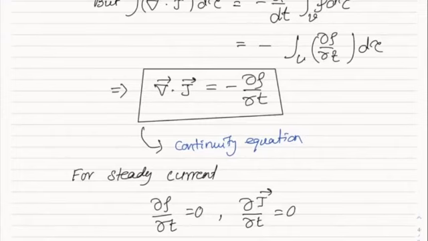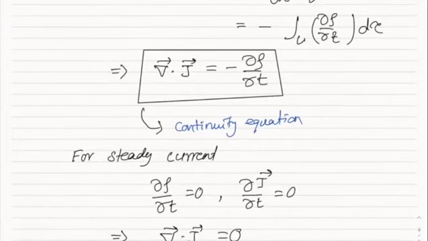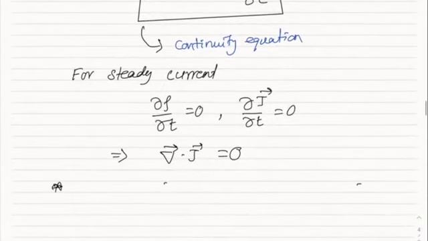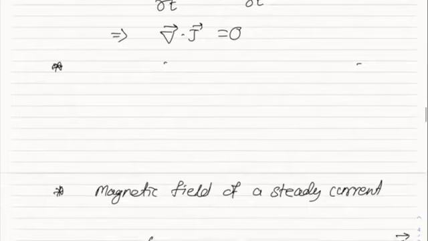If del rho by del t equals 0, that essentially means del dot J equals 0, which means there is no divergence of the current density, or no piling up or depletion of charge. There is nowhere the charges are getting assembled, as that would violate the condition for steady currents. Now that I have told you what steady current is, let us see what the magnetic field should be due to steady currents.